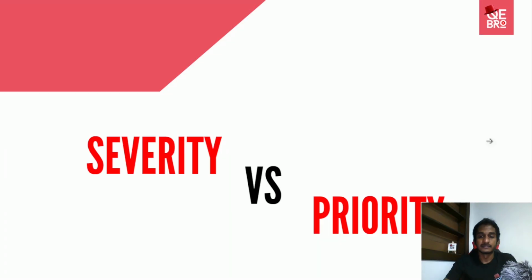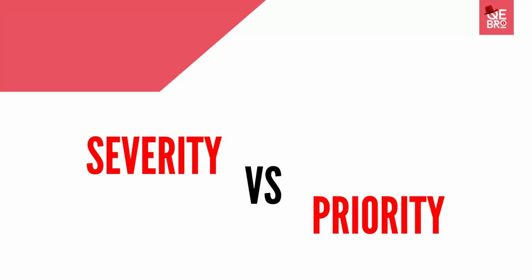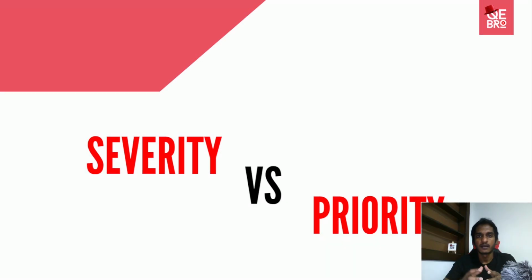Then, as I mentioned, the two main things: severity versus priority. So let's discuss more about these two. I mentioned that priority is about how fast the bug should be fixed. Severity is about what the impact is, how much impact it can cause in your system.